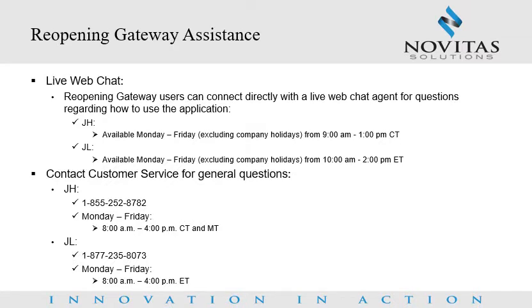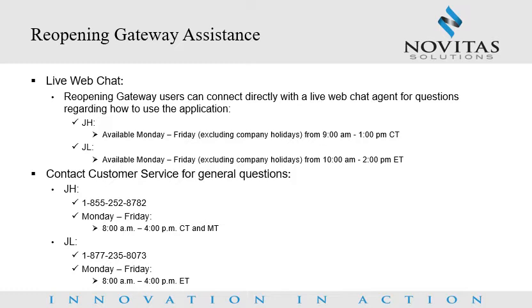Reopening Gateway Assistance. While in the Reopening Gateway, users can connect directly with a live web chat agent for questions about using the application. JH is available Monday through Friday, excluding company holidays, from 9 a.m. to 1 p.m. Central Time. JL is available Monday through Friday, excluding company holidays, from 10 a.m. to 2 p.m. Eastern Time.